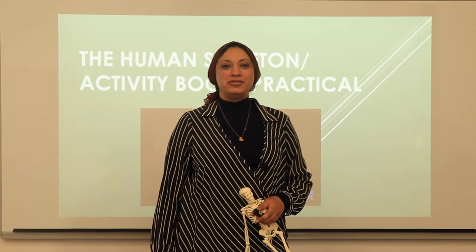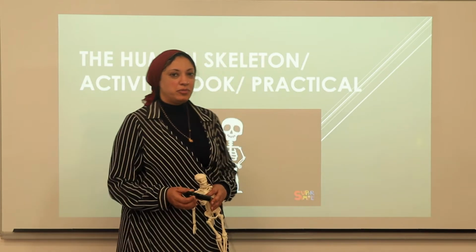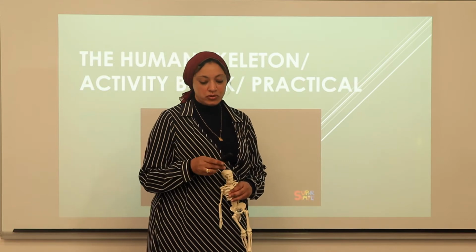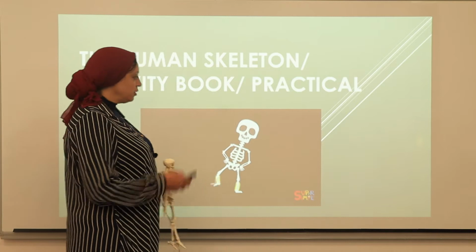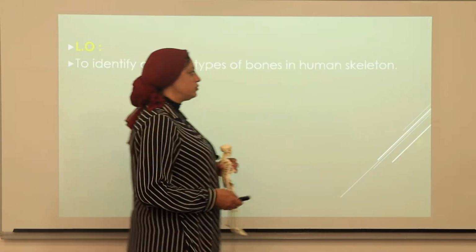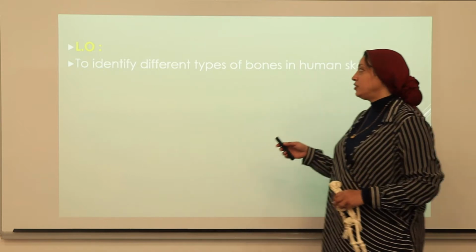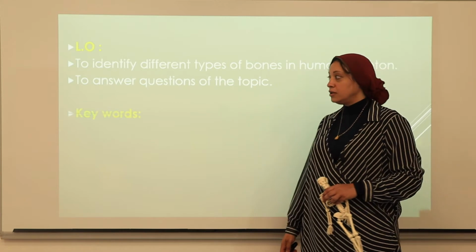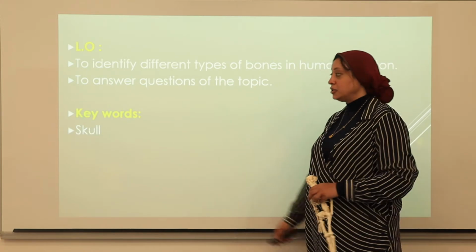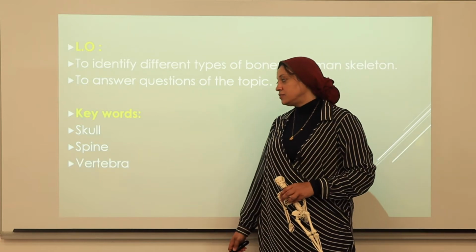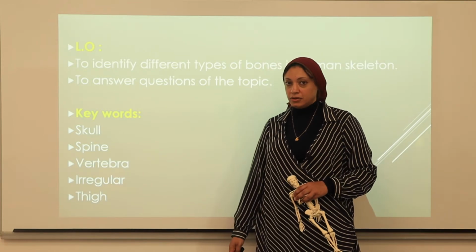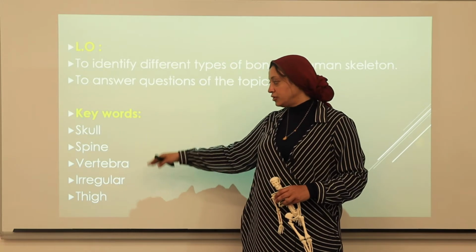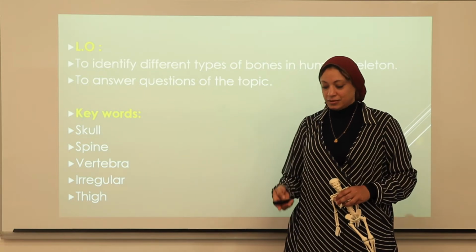Good morning, year 4. Today I'm going to continue with the skeleton, but we are going to know the names of some important bones in your skeleton. Our learning objectives for today are to identify different types of bones in the human skeleton and to answer questions on the topic. Keywords: skull, spine, vertebra, irregular, and thigh bone. You have to know the meaning of each of these words.